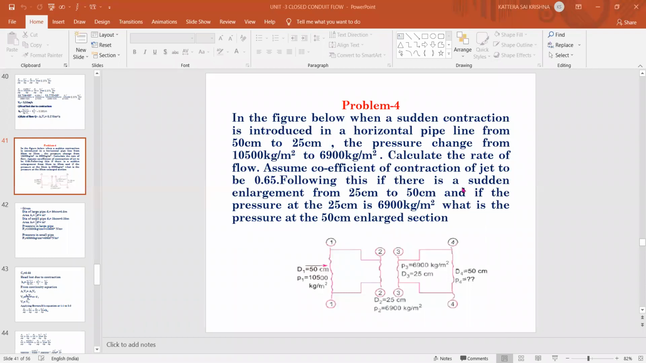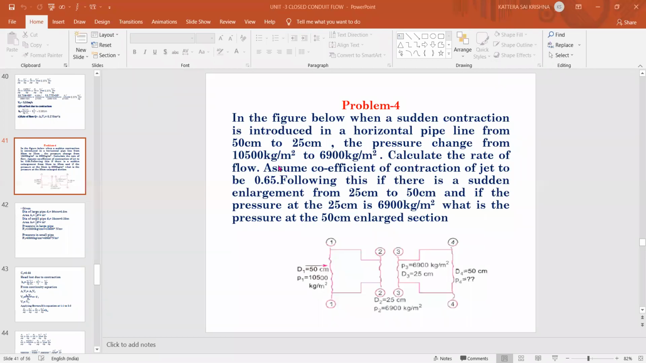Right. So first we'll read the question he has given in the problem. In the figure below, a sudden contraction is introduced in a horizontal pipeline from 50 centimeter to 25 centimeter. So the outer, bigger diameter is 50 centimeters at both ends. In between, it is suddenly contracted to a diameter of 25 centimeter. The pressure changes from 10,500 kg per meter square. Here the pressure is given in kg per meter square, but we need pressure in Newton per meter square. So we need to convert this kg per meter square into Newton per meter square.